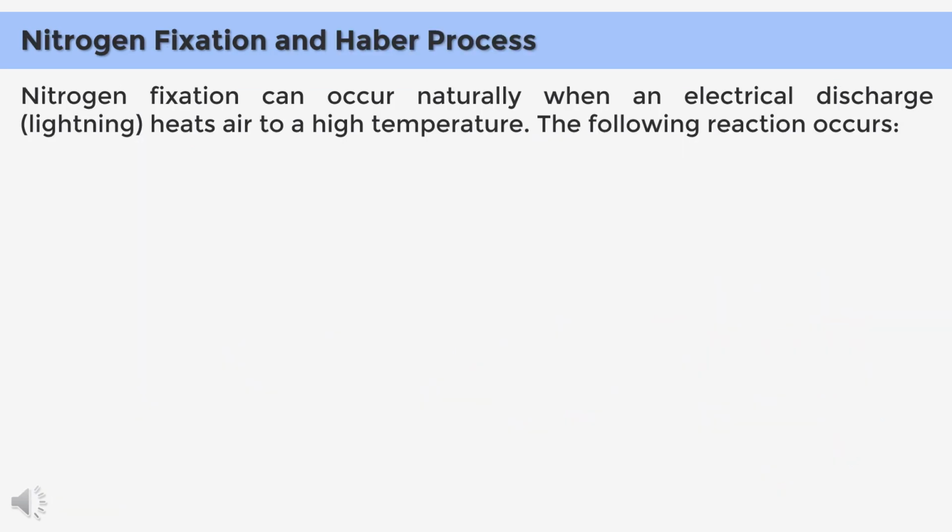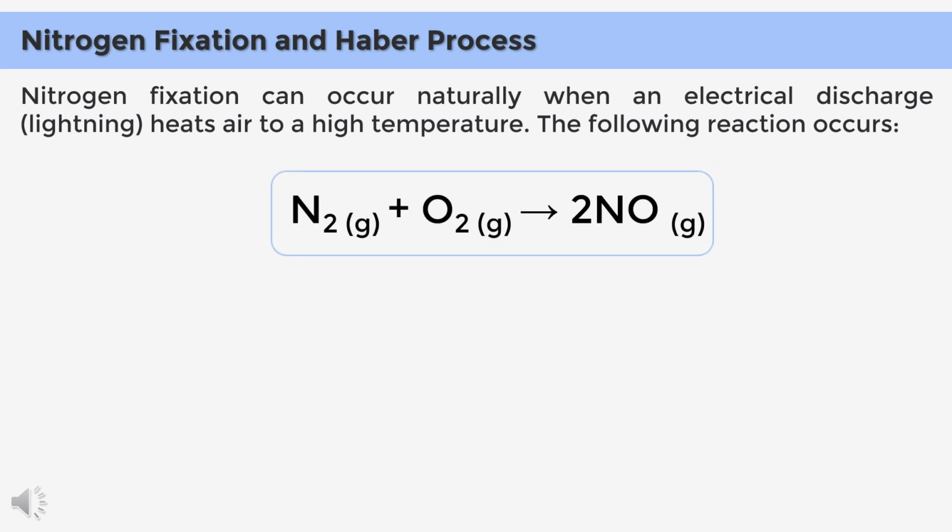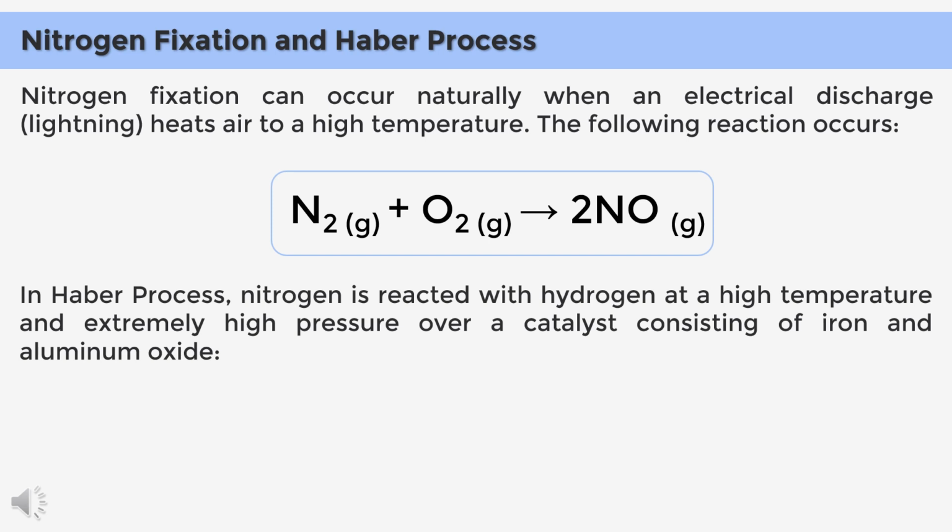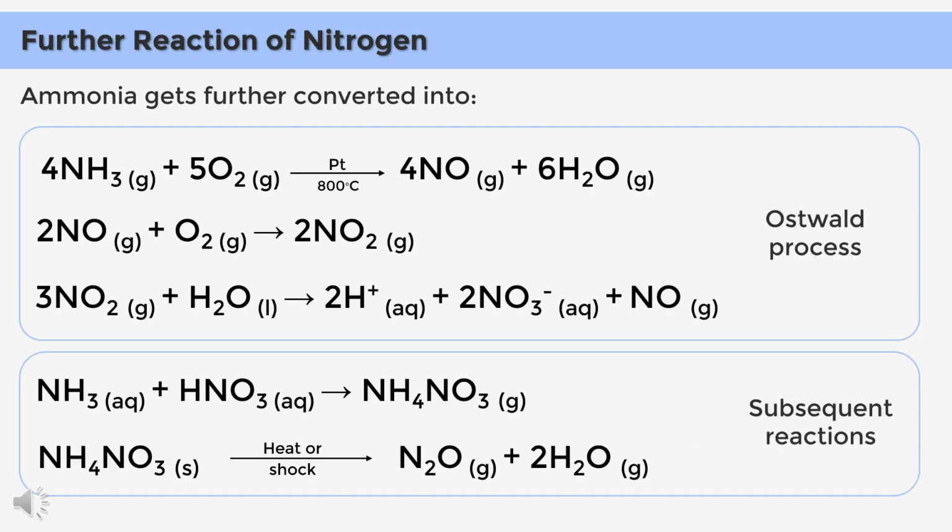Nitrogen fixation can occur naturally when an electrical discharge heats air to a high temperature. The following reaction occurs. The electric arc process for nitrogen fixation was effective but expensive. The Haber process emerged as the most successful alternative, involving the reaction of nitrogen and hydrogen at high temperature and pressure with an iron aluminum oxide catalyst. Ammonia gets further converted into nitric oxide, to nitrogen dioxide, to nitric acid, called the Ostwald process, and ammonium nitrate to nitrous oxide through subsequent reactions.